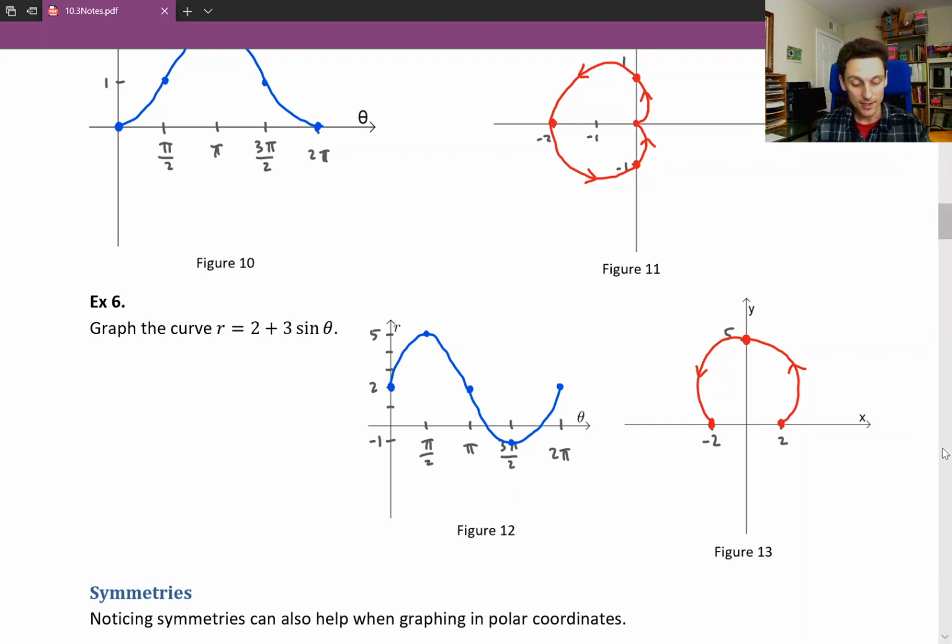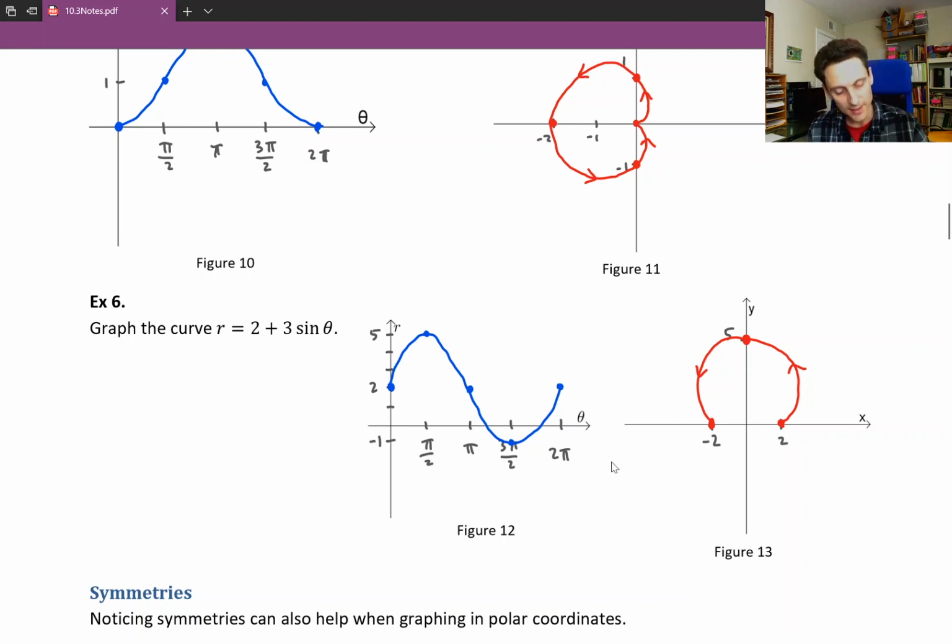So now as theta goes from pi to 3 pi over 2, it looks like something funny happens. r goes from 2 to 0 and then to negative 1. So at some point, you get an r value of 0, which means that you're going to pass through the origin. When r is 0, that corresponds with a point on the origin. So you're going to get sucked into the origin and actually even go past the origin and have negative r values.